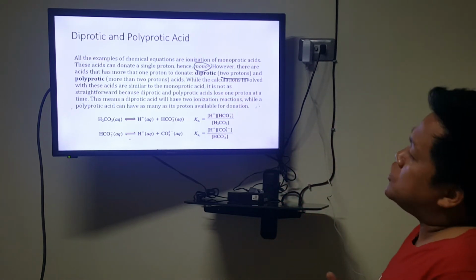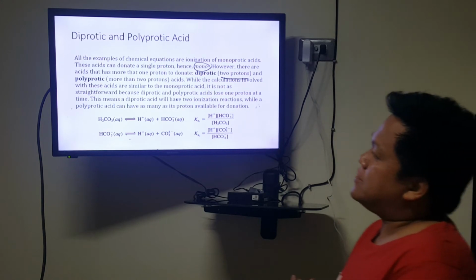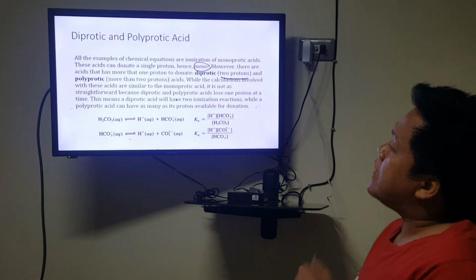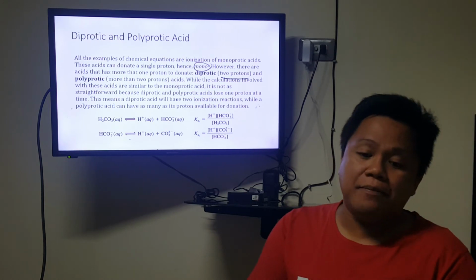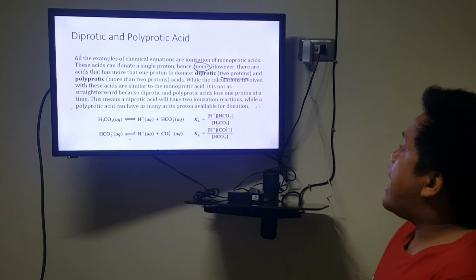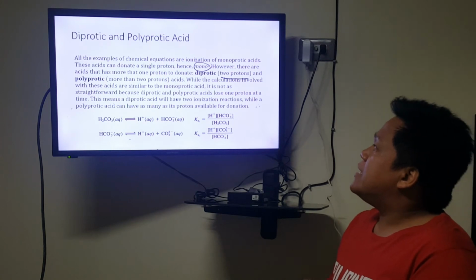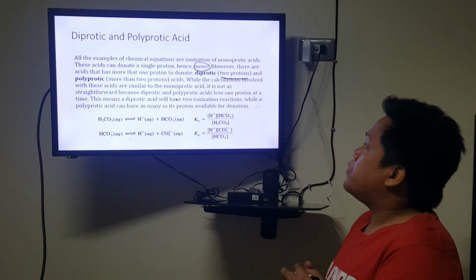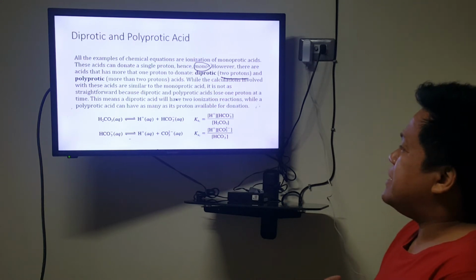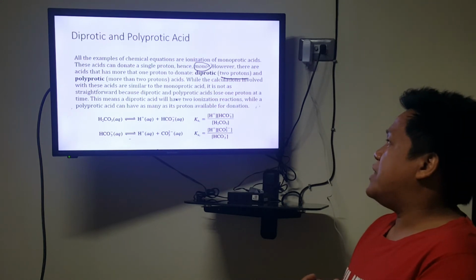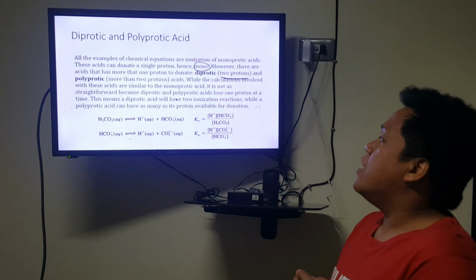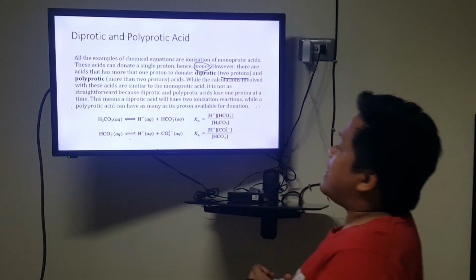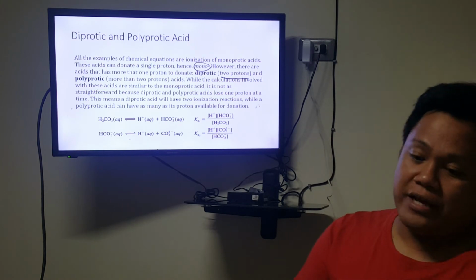While the calculations involved with these acids are similar to monoprotic acid, they are not as straightforward because diprotic and polyprotic acids lose one proton at a time. This means a diprotic acid will have two ionization reactions, while a polyprotic acid can have as many as its protons available for donation.